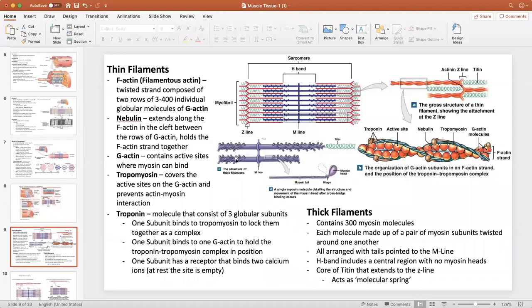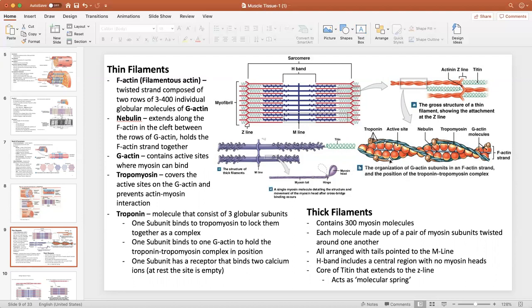So let's start with the makeup of these filaments. So the thin filament, first, the actin, we have the F-actin, filamentous actin. So we have G-actin molecules that are bound together in these strands that kind of twist together. And these two twisted strands is the F-actin. Now, there's a line in the middle here, this little filament called nebulin, which kind of connects the two. It connects the two strands of F-actin together.